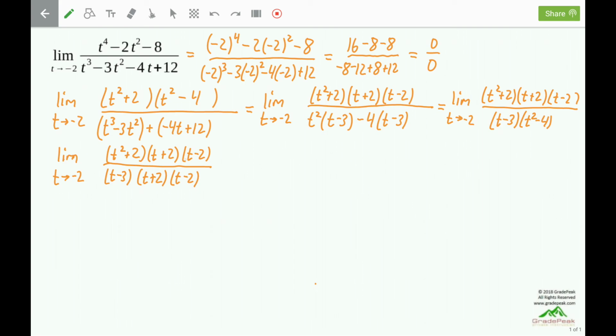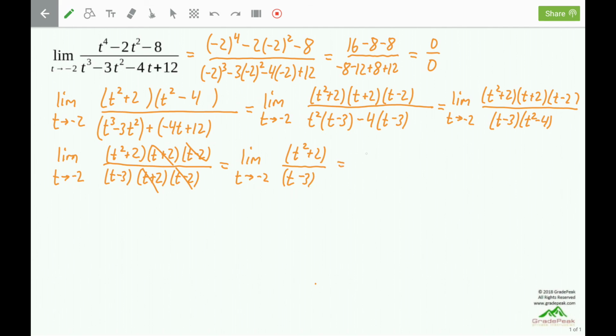At this point we can cancel the t plus 2's. That's what's making the 0 over 0. If you wish, you can also cancel the t minus 2's. It's not a requirement since these are not technically making 0, but they are the same and therefore they can also cancel. And that reduces this to a t squared plus 2 in the numerator over a t minus 3 in the denominator.